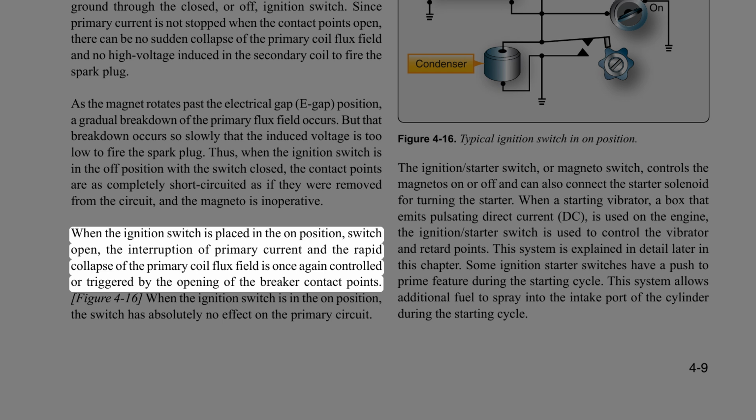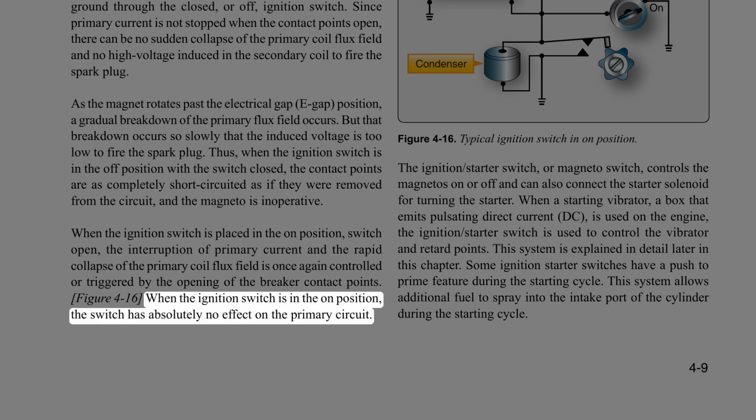When the ignition switch is placed in the on position, switch open, the interruption of primary current and the rapid collapse of the primary coil flux field is once again controlled or triggered by the opening of the breaker contact points. When the ignition switch is in the on position, the switch has absolutely no effect on the primary circuit.